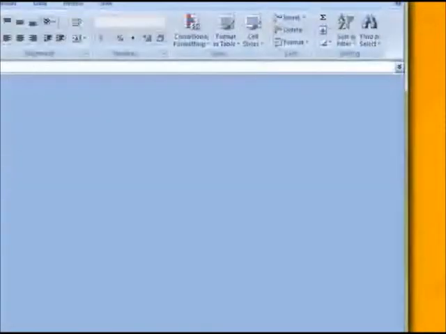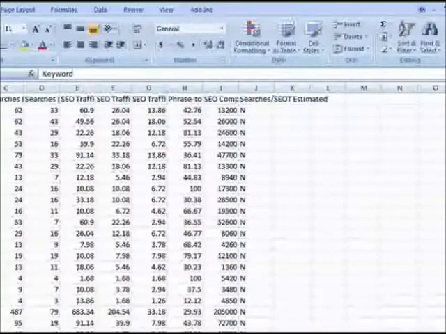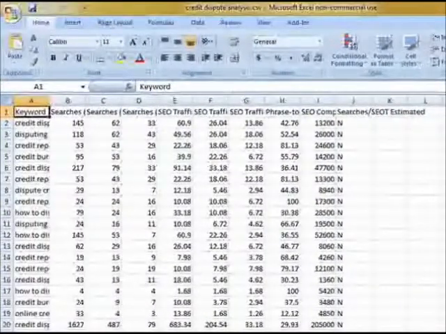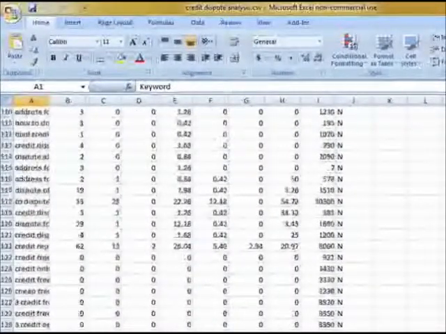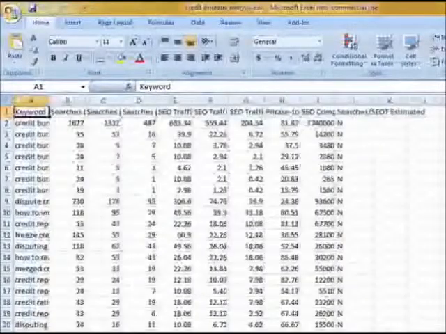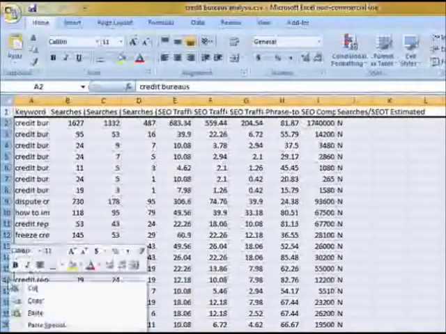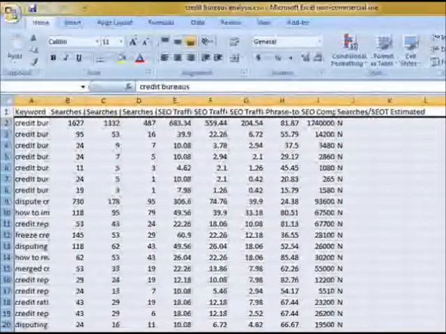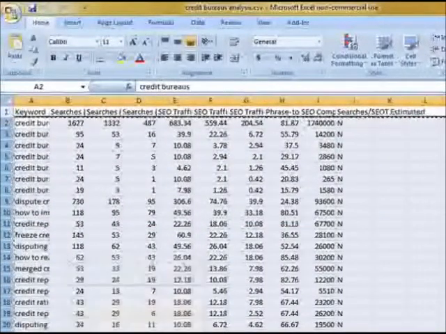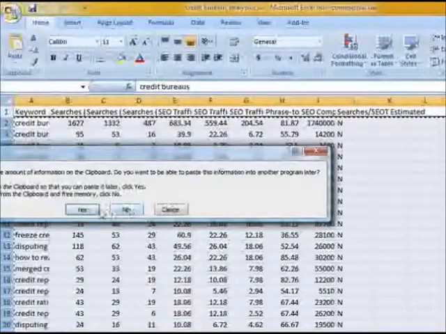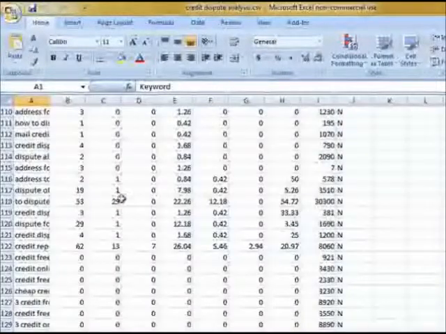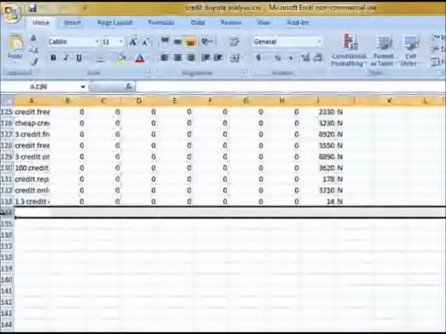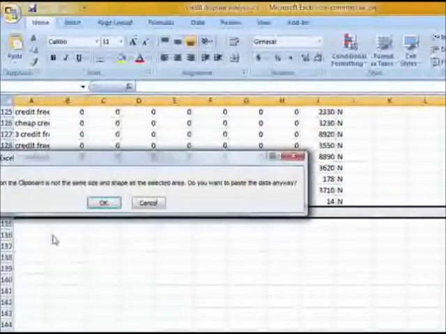So what I'm going to do here then is open up the first CSV that I just exported from Market Samurai, and here is all my data for the key phrase "credit dispute analysis." I'm going to scroll to the bottom, and then open the second one, and copy these, close that, yes, I want this to be available on the clipboard, copy, close, yes. And then I'm coming back to the one that I just opened, and I'm going to paste that data in, and there it is.